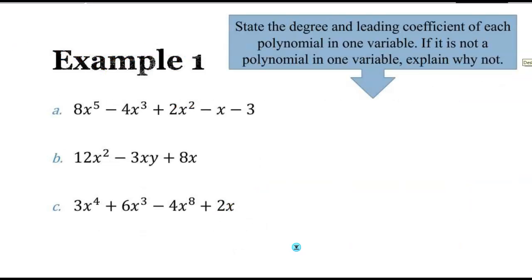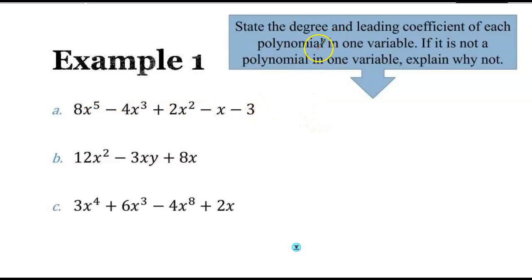All right. Moving on. For this one, I want you to state the degree and the leading coefficient of each of these polynomials in one variable. If it's not a polynomial in one variable, explain why not. So go ahead and take a minute to pause the video and see if you can come up with the answer.